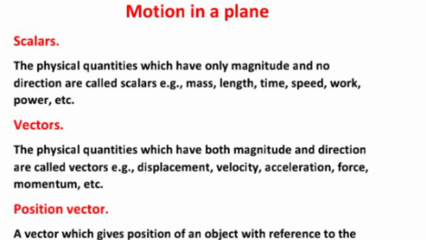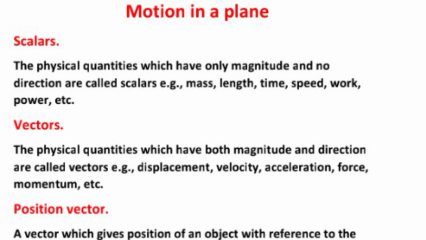Example: mass, length, time, speed, work, power. All are scalars. Now the vectors. What are vectors? The physical quantities which have both magnitude and direction are called the vectors. For example, displacement, velocity, acceleration, force, momentum, all are vectors.